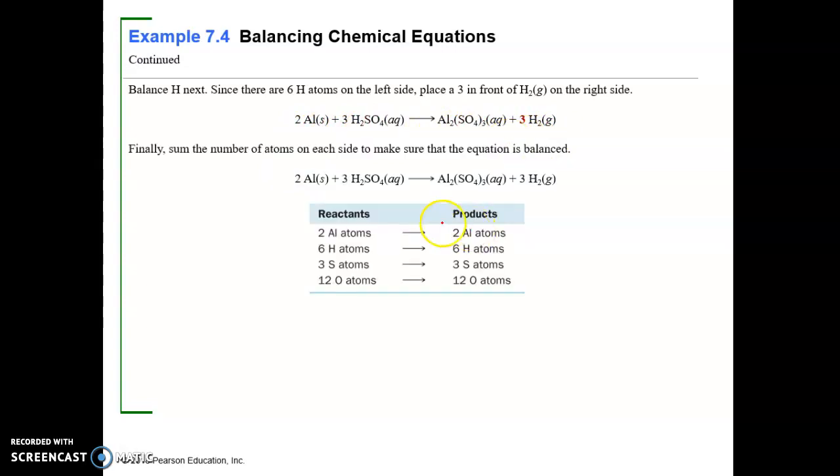And then you can check it all out at the end. I did that with check marks, but here's another way you can do it. You can write it out. I have 2 aluminums on the left. On the right, I have 2 aluminums, and so on and so forth.